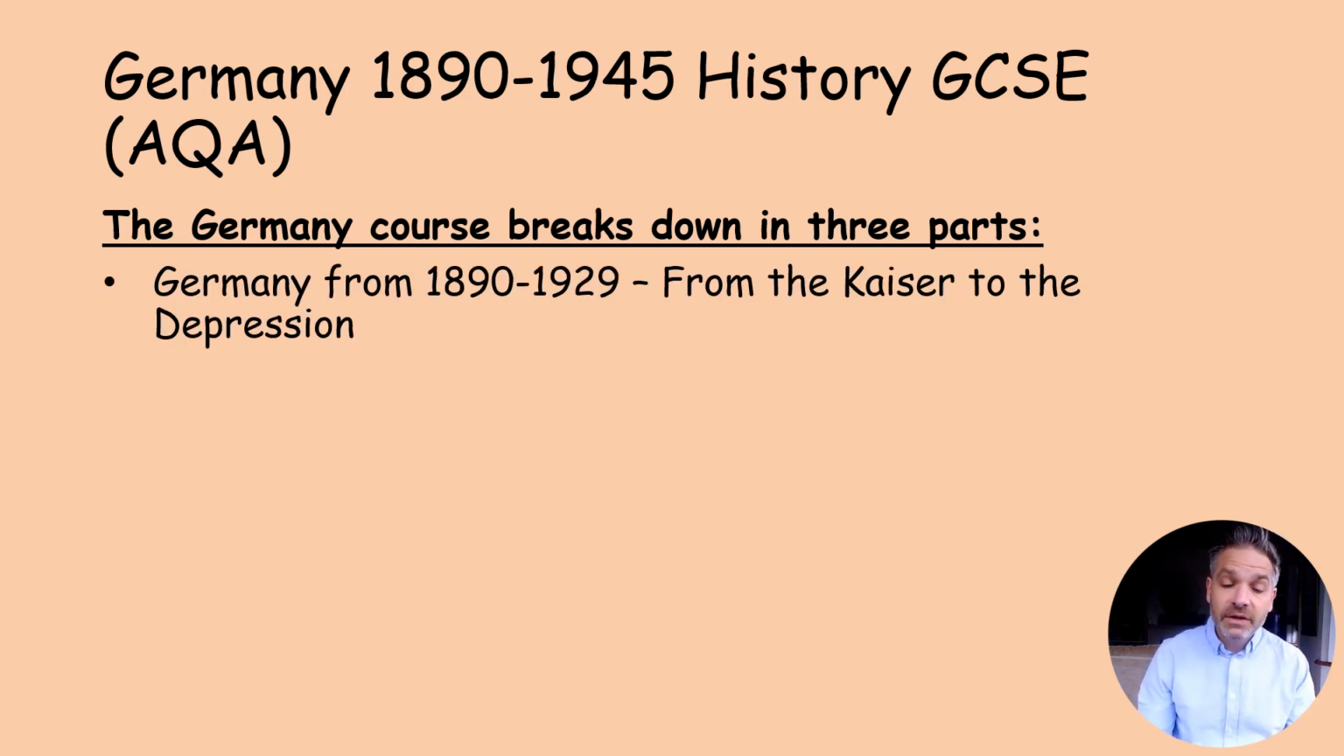The first one is Germany from 1890 to 1929, and so we might call that Germany from the rule of the Kaiser before the First World War and during the First World War to the Kaiser's abdication and the creation of the Weimar democracy afterwards.